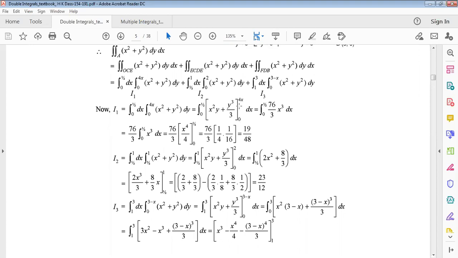Y, x square into 4x, what will be this? Then putting 0, 0 will be whole 0. This is why you get this one. Now taking integration with respect to x cube formula, what will be? X to the power 4 by 4. Now putting upper limit and lower limit, we get 19 by 18.